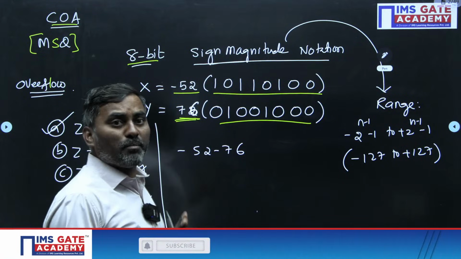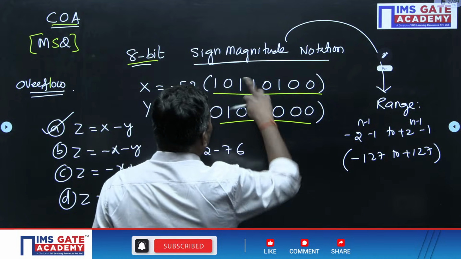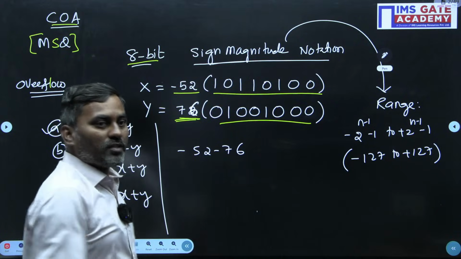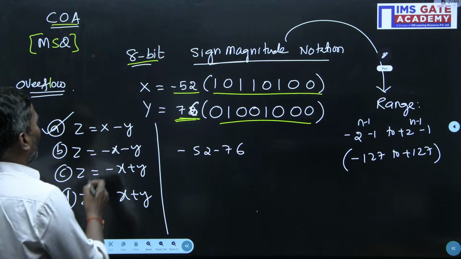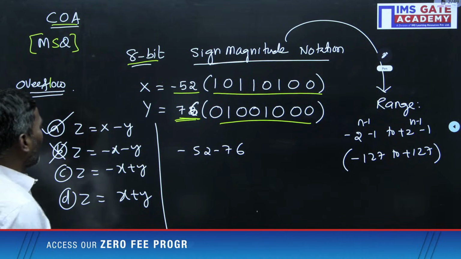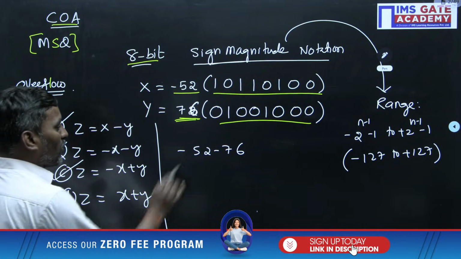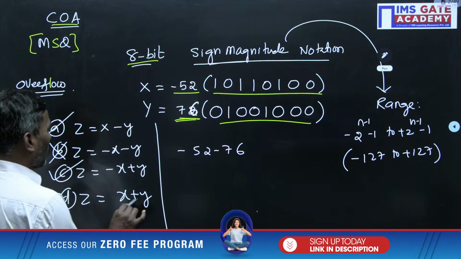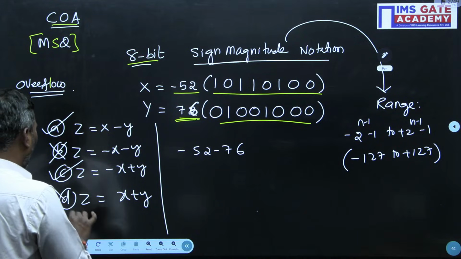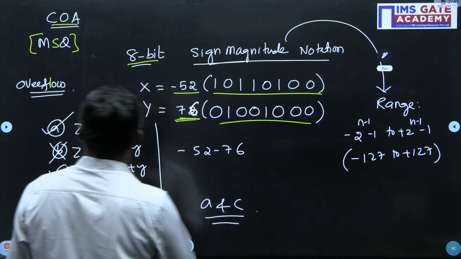What I want to say is simple: whatever number is given, you get it in decimal, then look at the operations you have to perform. Here the result becomes positive, so it will not produce an overflow. This one becomes positive plus positive, so it will produce overflow, because 128 will come. Minus and plus will not produce overflow. So options A and C will be the right answer, because it is an MSQ question.